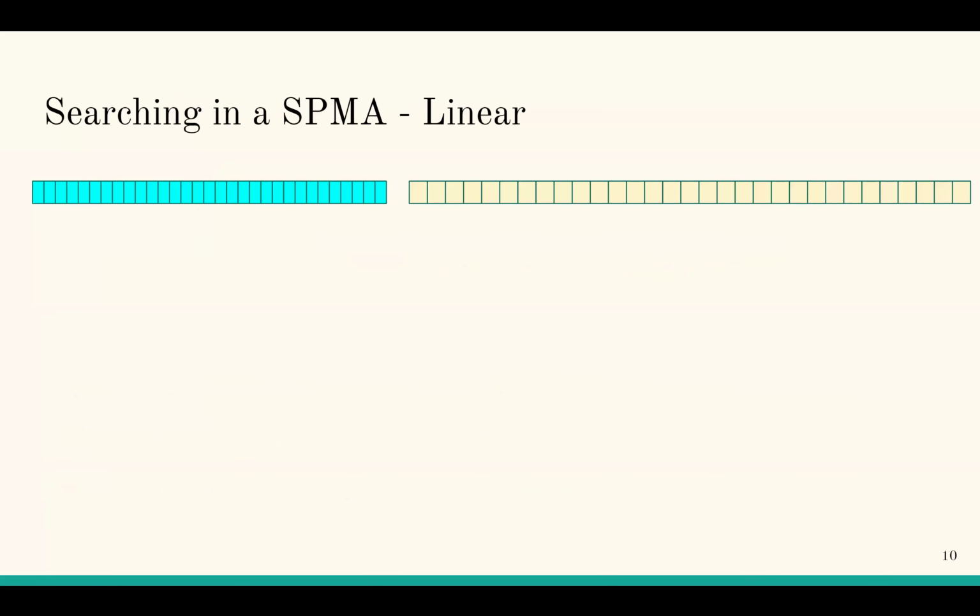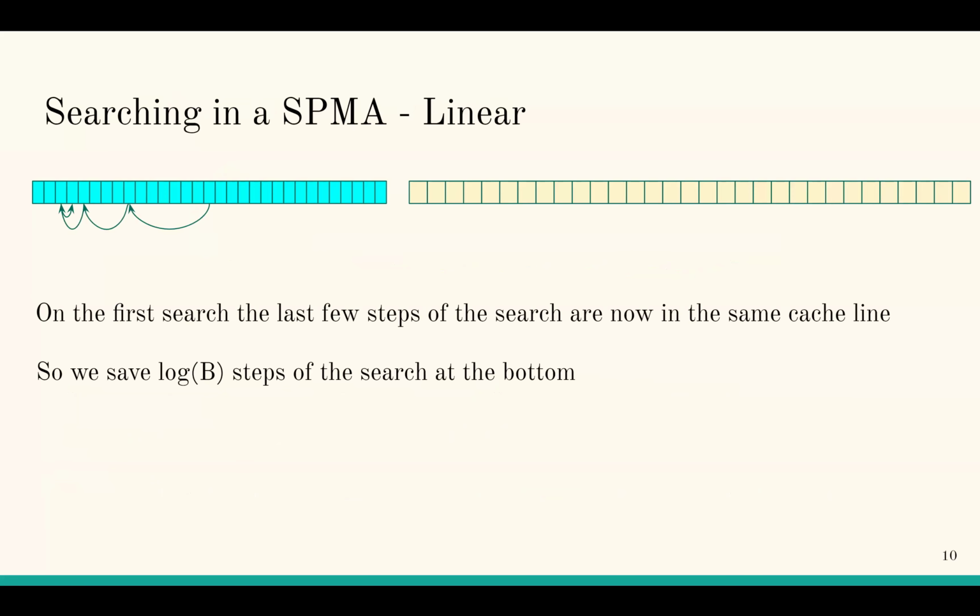So let's look. We're going to start with just a standard linear thing. Here we're going to basically take these first elements of each leaf, move them to the side, keep them in the same order. So now when we do our binary search, we notice two things. The first is that the last few steps are now going to all be within cache. We're doing a binary search, and these things are all now very close together. So we're going to save an additional log B factor at the end.